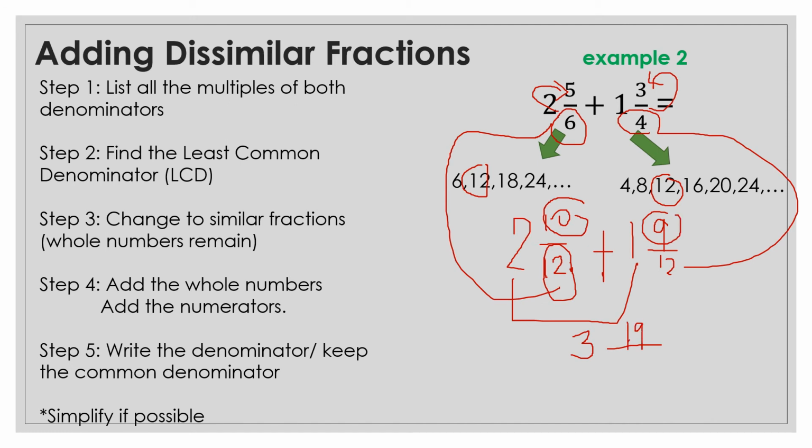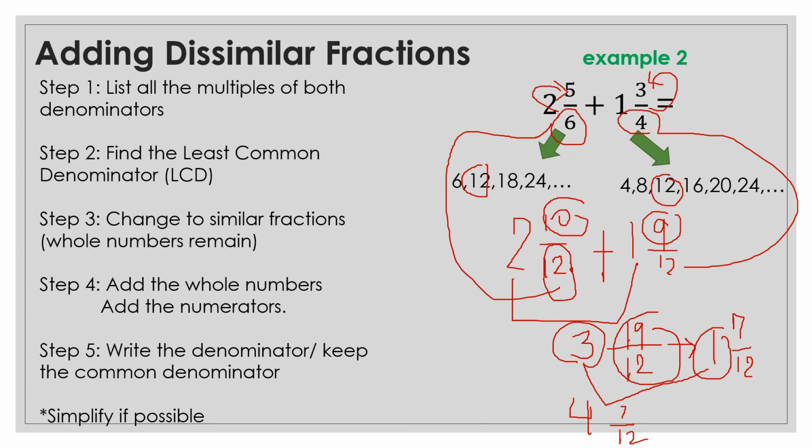Copy the denominator 12. As you can see, our fraction here is an improper fraction. Let us convert this improper into mixed fraction. So that is 19 divided by 12 is 1, remainder of 7 over 12. Our 1 here will be added to our whole number 3. So it will become 4. And then copy 7 over 12. So the final answer is 4 and 7 over 12.